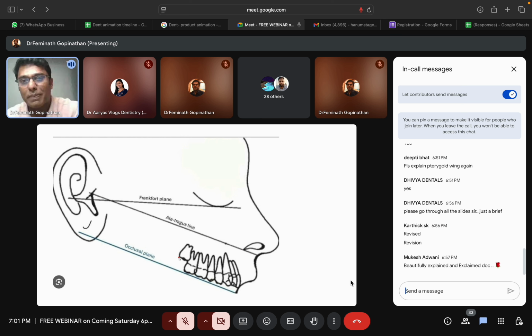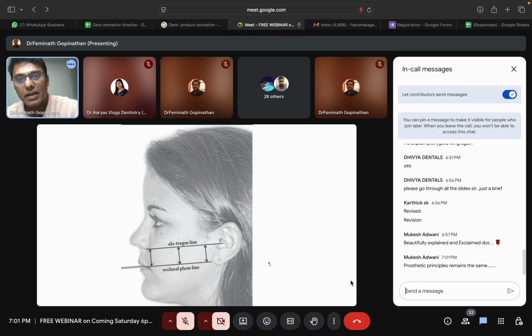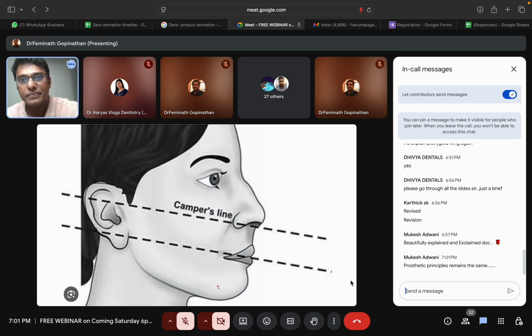So you should plan your treatments in segmental cases, even for the bridge as well as implants, in such a way that the occlusal plane is always parallel to the ala-tragus line. So sometimes the ala-tragus line can be, the tragus, it can be from here till here. Sorry, this is not a straight line. It can be from here or it can be from here. This depends upon the length of the ramus. It varies from person to person.